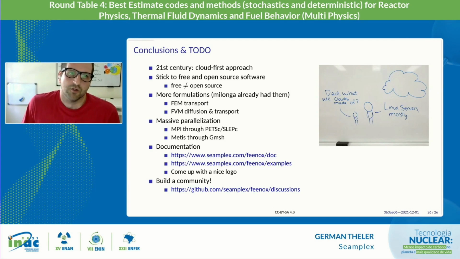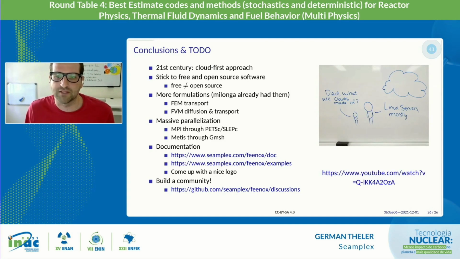And we have a lot of things to do with FeenoX, so we need more formulations. Milong already had them, the previous version, but since FeenoX is a brand new rewrite, we are still missing some formulations. We have to work on massive parallelization and on the documentation, of course. And a nice to have is to build a community, to have a forum, to have people to use it, to have people to ask questions.